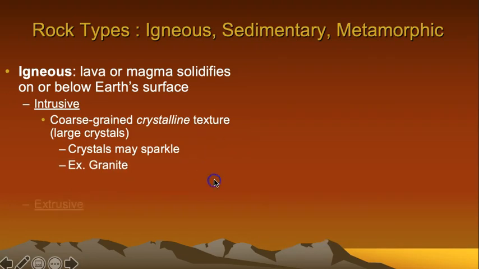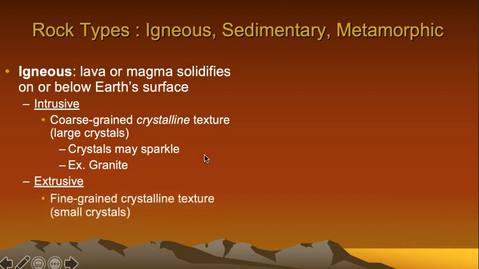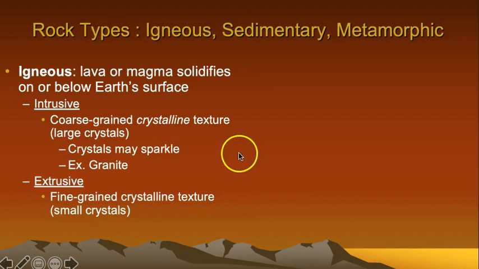Extrusive igneous rocks originate on Earth's surface, where lava quickly solidifies, giving mineral crystals only a short period of time to grow before the molten material has solidified. This results in a rock with a fine-grained texture. The most common rock to form in these conditions is basalt.